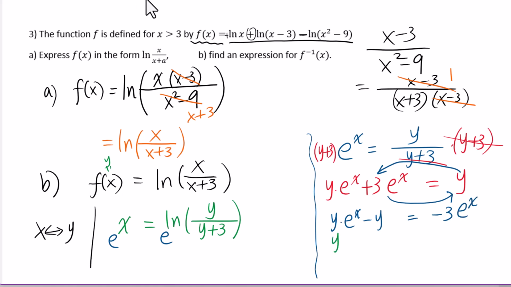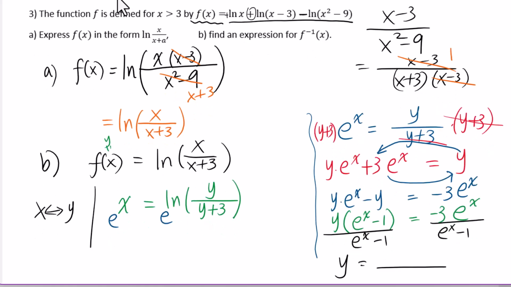Y is a common factor, so take y out. Y times e to the x power minus 1 equals negative 3 e to the x power. Then we divide by e to the x power minus 1 both sides. So y equals negative 3 e to the x power over e to the x power minus 1. Last step, we will change y into inverse function symbol. Inverse of f of x equals negative 3 e to the x power over e to the x power minus 1.